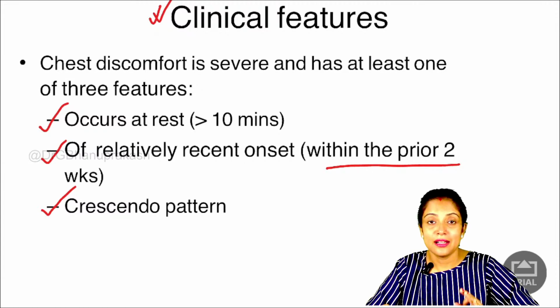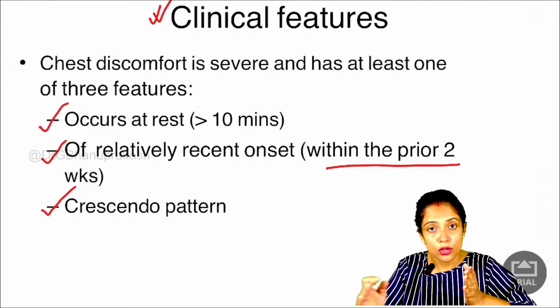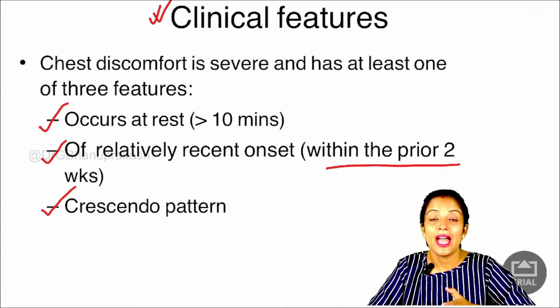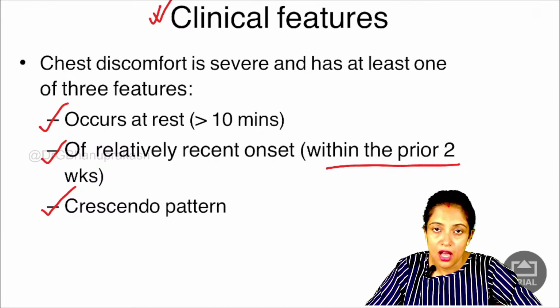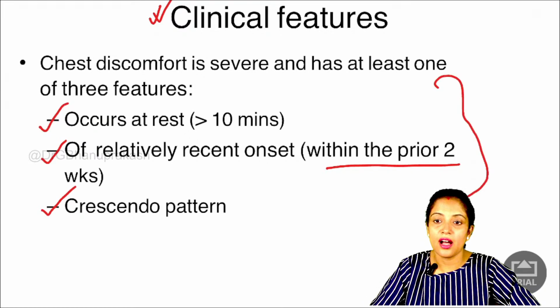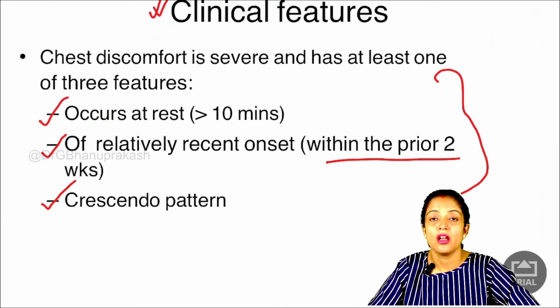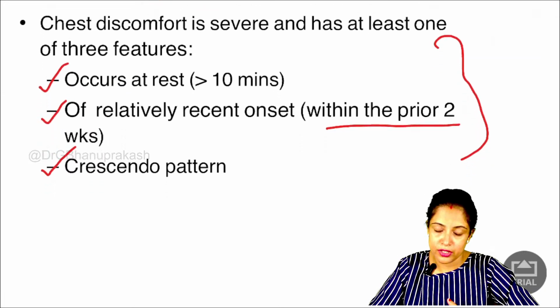So that means the chest pain which is coming will be more severe, the duration will be more prolonged, and the frequency will increase. That means the patient will start getting this type of chest pain more frequently. These three are very important, or you can say very clinching points, in a suspected case of acute coronary syndrome.